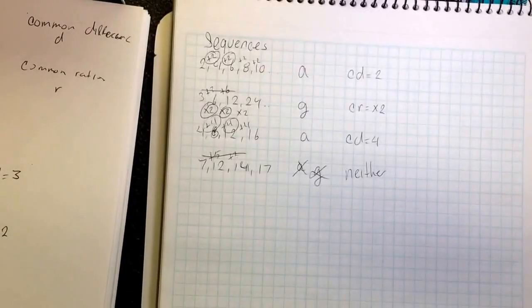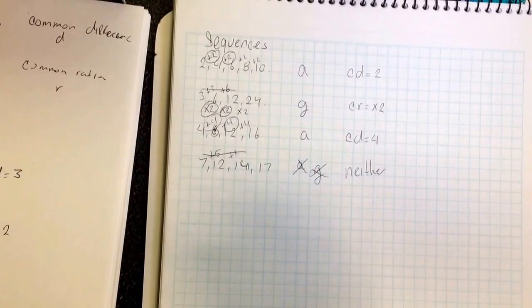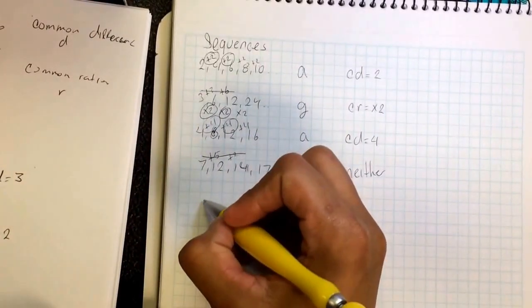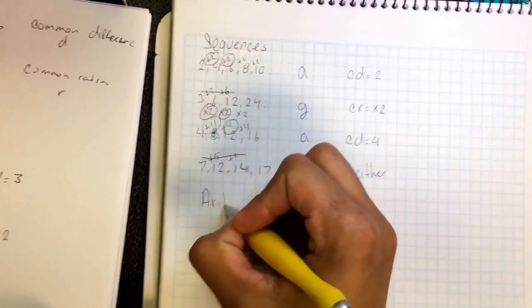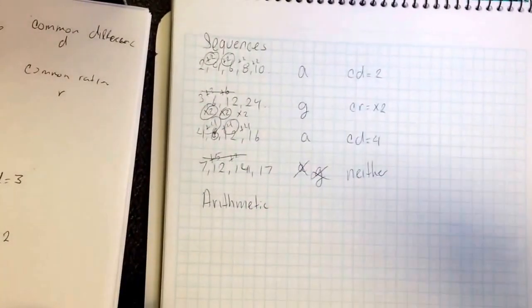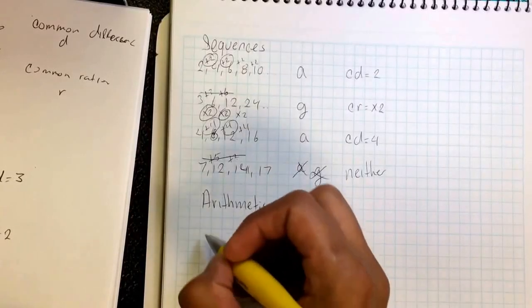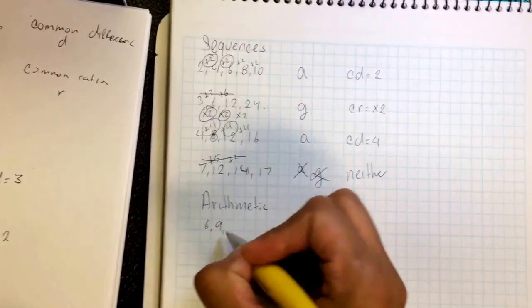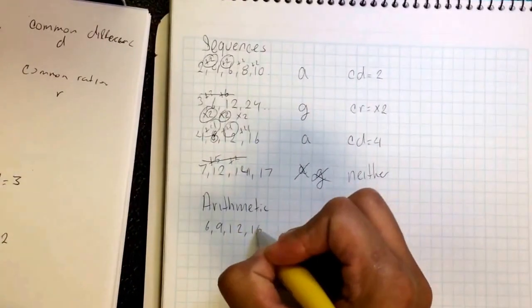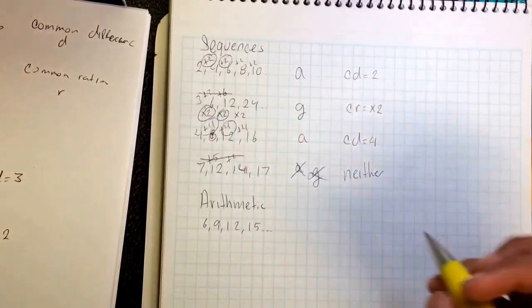All right, so we're going to use the formula for arithmetic sequences. I want you to pay close attention. It's the same thing as before, but we're going one step further. Let's use 6, 9, 12, 15. Those three dots mean that it just keeps going.